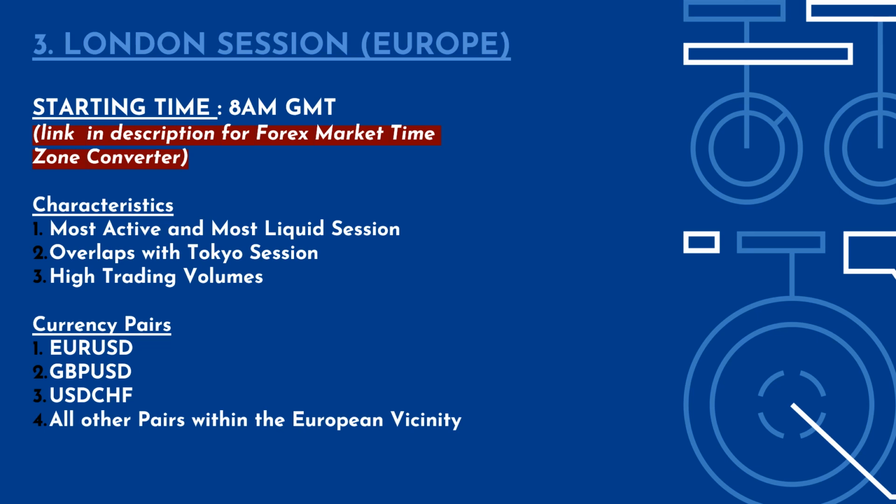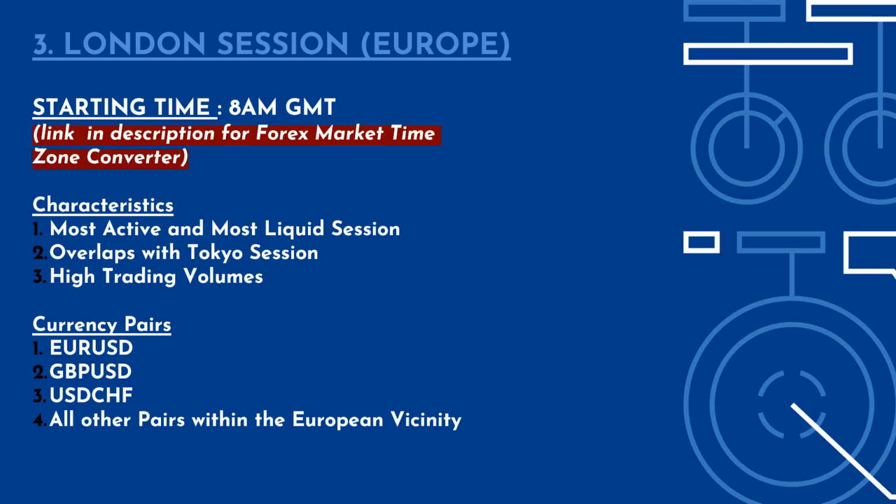So all pairs within the European continent are active: GBP, Euro pairs, CHF, all those. Those currency pairs, Euro USD, GBP USD, USD CHF, GBP JPY, they tend to be active and volatile. This session also has high trading volume. So those who love to trade Euro GBP and all those pairs, this is the session you have to wake up and be ready to strike.